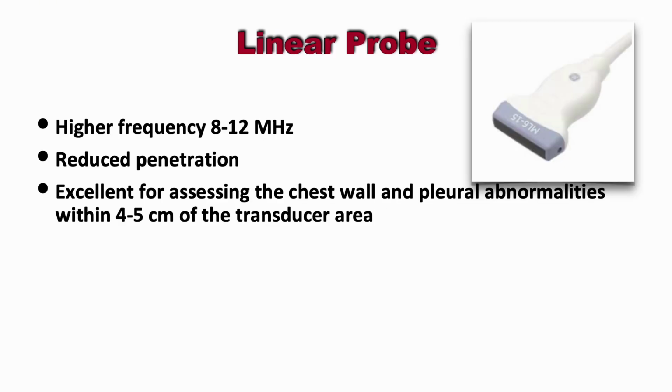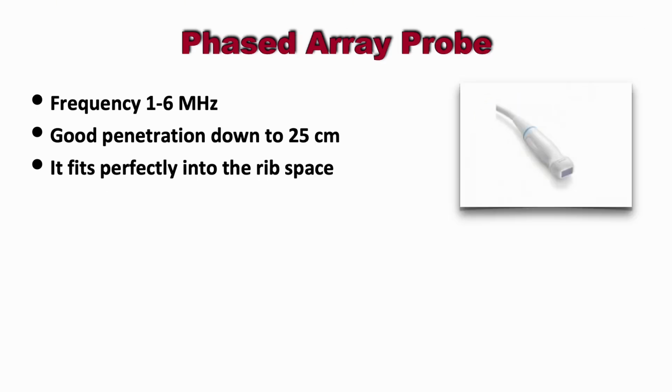The linear probe. It's my go-to probe. Higher frequencies, 8 to 12 megahertz. It has reduced penetration and it is excellent for assessing the chest wall and the pleural abnormalities within 4 to 5 centimeters of the transducer area. And the phased array probe with frequencies 1 to 6 megahertz, good penetration down to 25 centimeters, and it fits perfectly into the rib space with its small footprint.